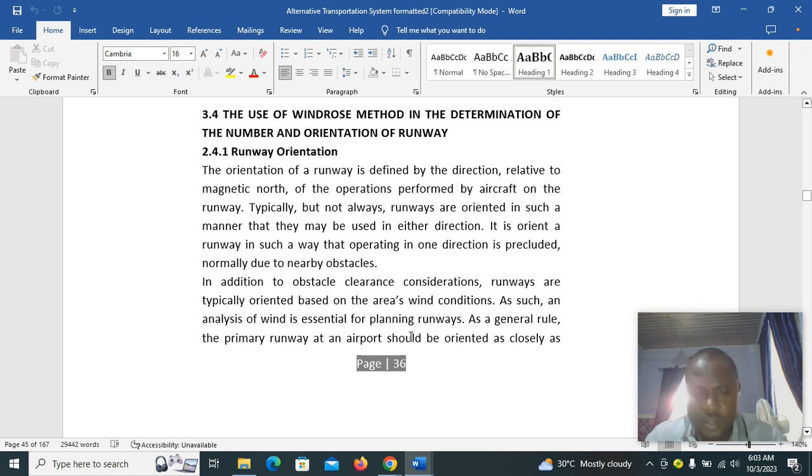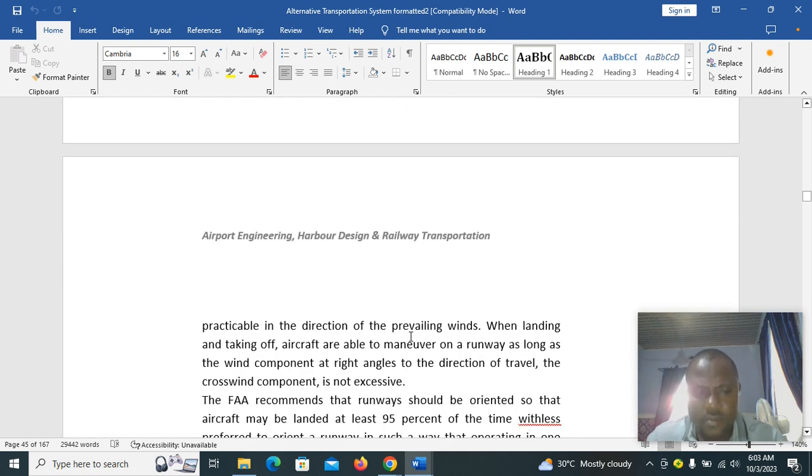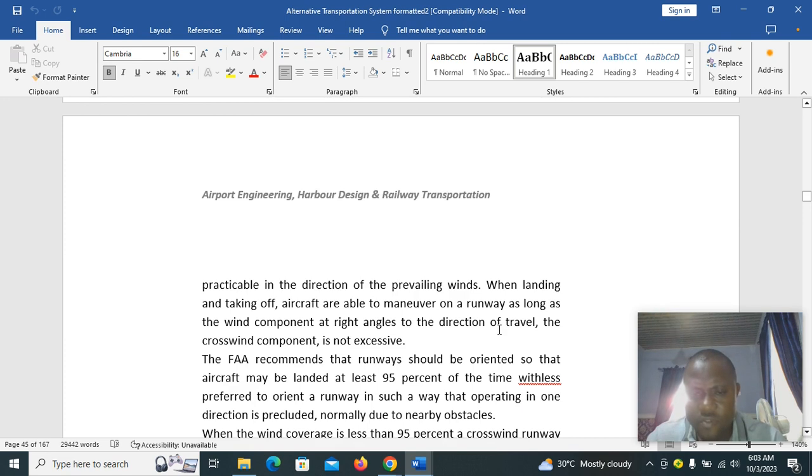As a general rule, the primary runway at the airport should be oriented as closely as practicable in the direction of the prevailing wind, so that landing and taking off aircraft are able to maneuver on the runway as long as the wind component at right angle to the direction of travel, the crosswind component, is not excessive. What we are trying to say here is that if possible, the runway should be aligned with the prevailing wind. It shouldn't be perpendicular to the prevailing wind condition. That's why we call it crosswind. It shouldn't blow in a perpendicular direction, but along the line of takeoff or landing of the aircraft.